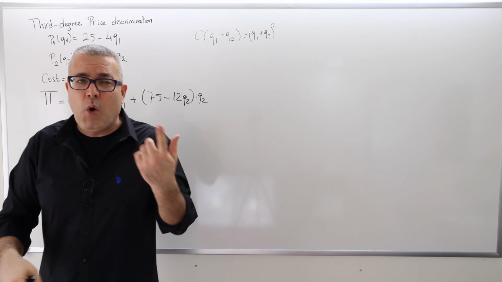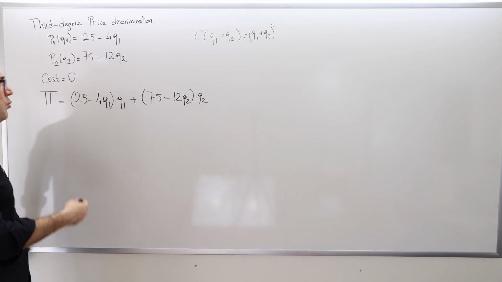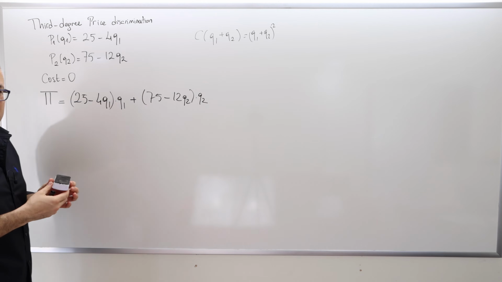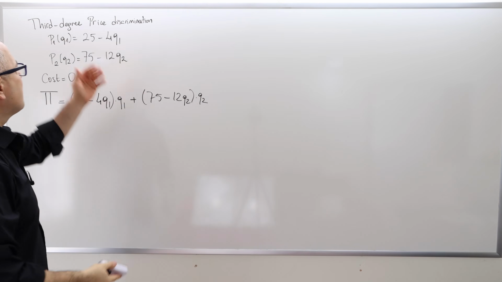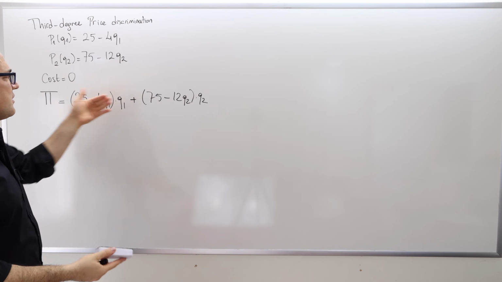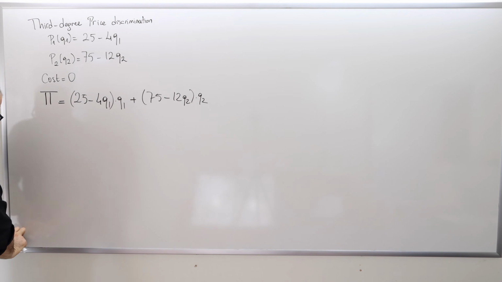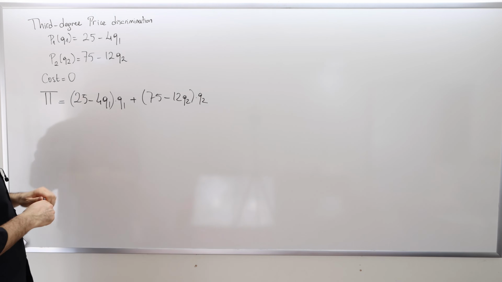This is a monopolist, one firm, and therefore it has one objective, which is to maximize the profit. And the profit has two sources, group 1 and group 2. So just add them up. This is the profit function.